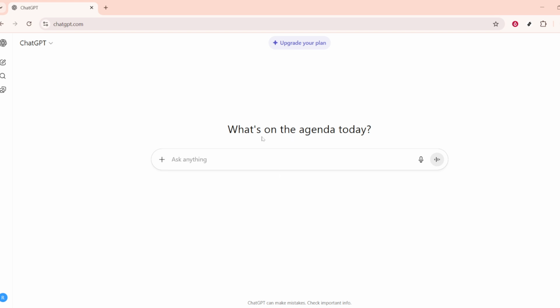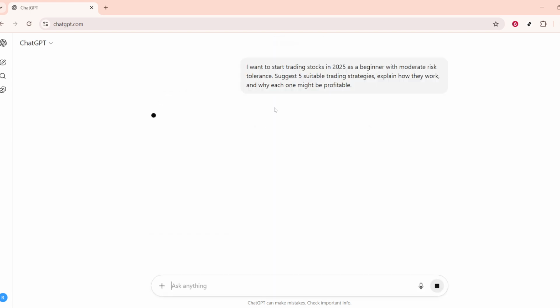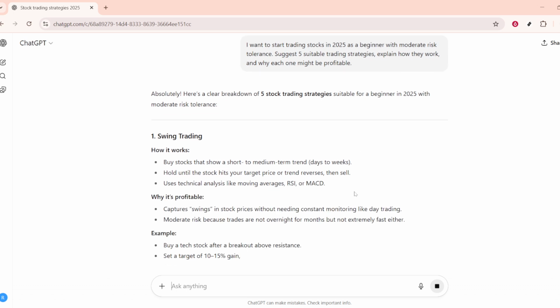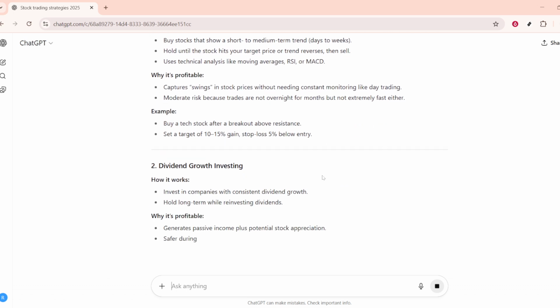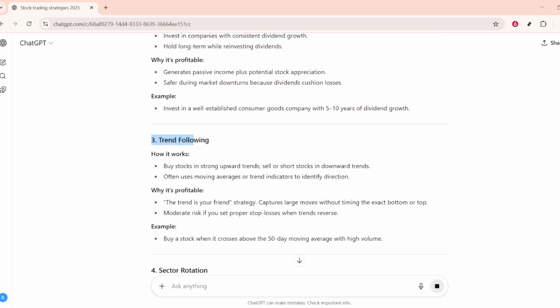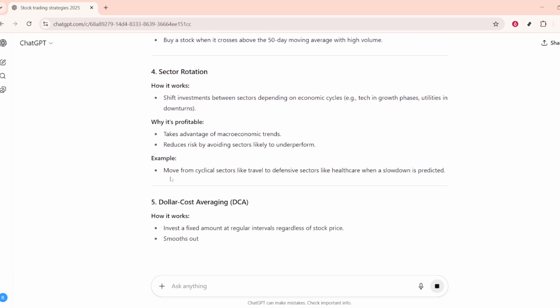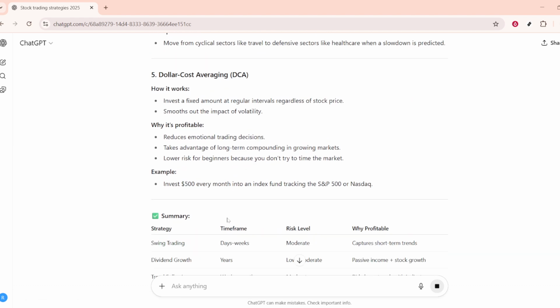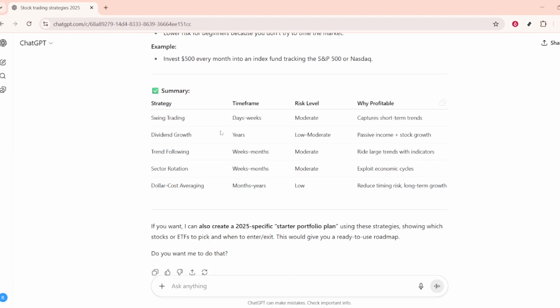Before diving in, it's crucial to define your trading goals clearly. For example, if you're planning to venture into stock trading by 2025 as a beginner with a moderate risk appetite, you should articulate this explicitly. Prompting ChatGPT with these details will help it suggest a set of 5 suitable trading strategies tailored to your needs. Each of these strategies will be explained thoroughly, detailing how they function and the potential for profitability they might hold.